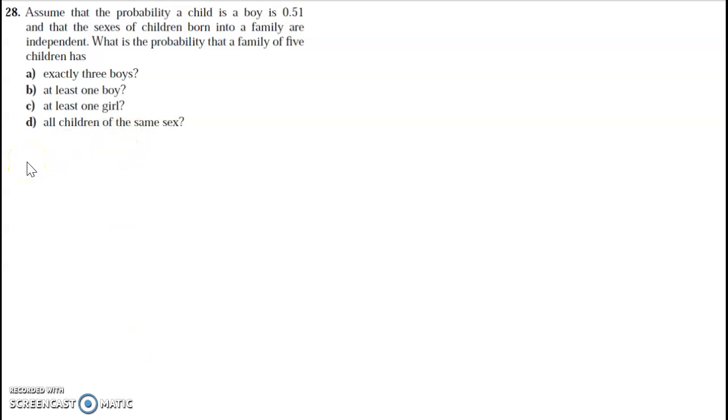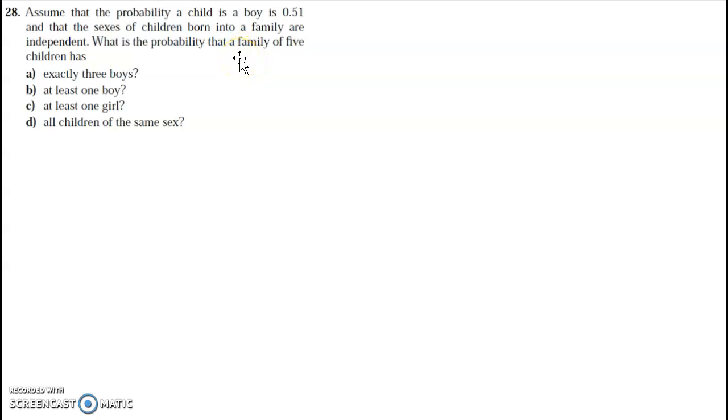Alright, so the next problem, I believe this is the last problem in this section, is 28. For this, we're given the probability of having a boy is 0.51, and that naturally equates to the probability of having a girl being 0.49. So those two values are given, and we want to find, within a family of 5 children, the probability of having exactly 3 boys?